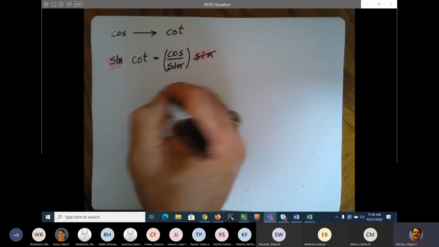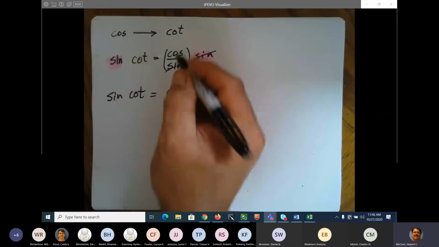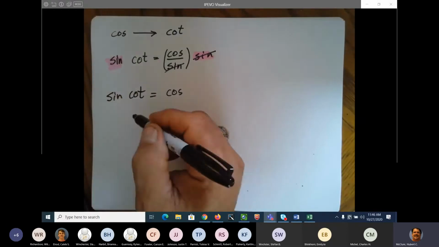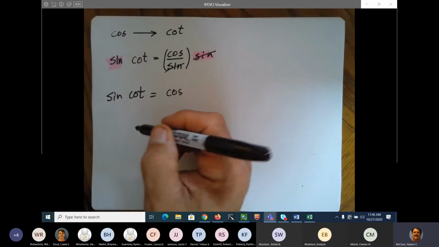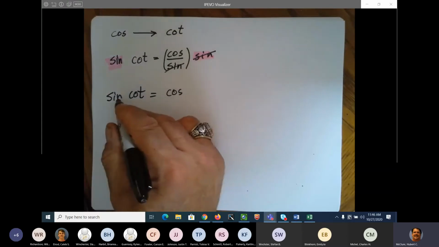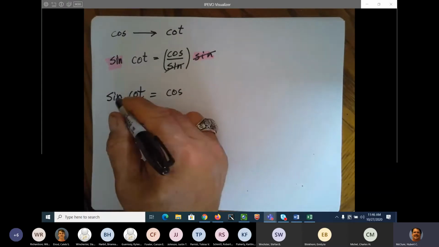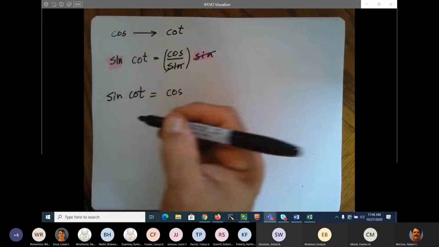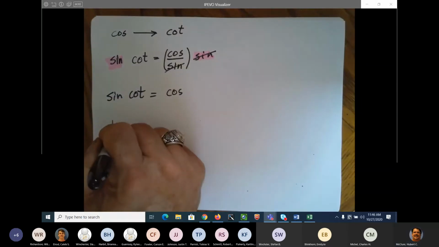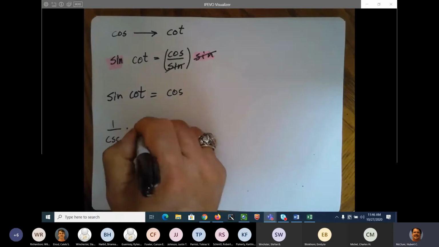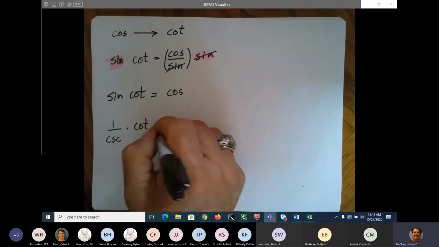Now see, I've got one cotangent right here, so I'm good there. I just got to get that sine. I got to write it in terms of cotangent. But right now, there is no sine to cotangent, so I've got to find something else. So I'm going to change this sine to 1 over cosecant times cotangent is equal to cosine.